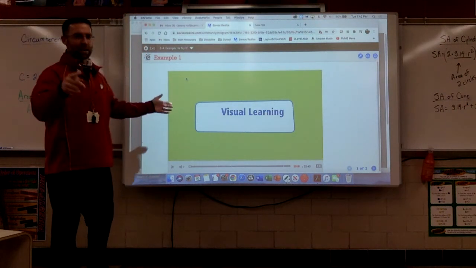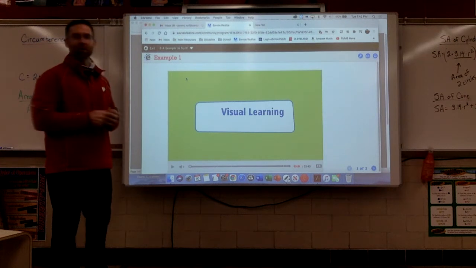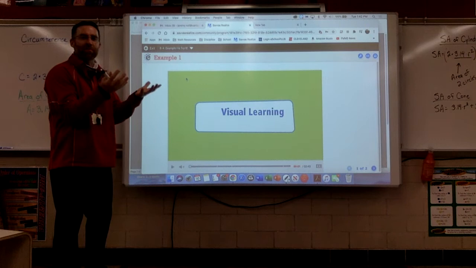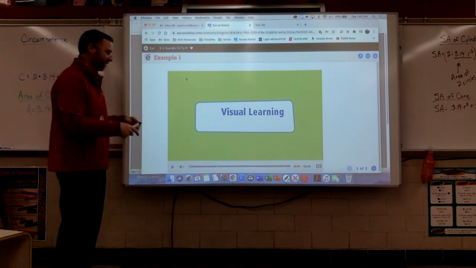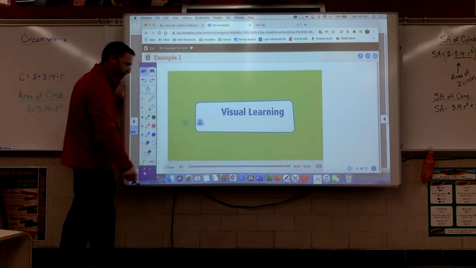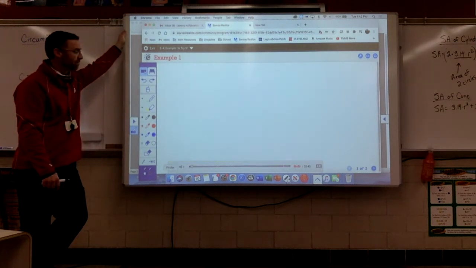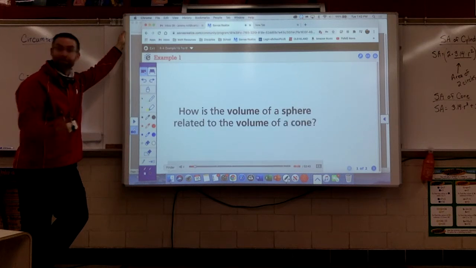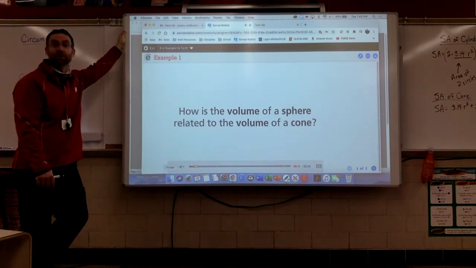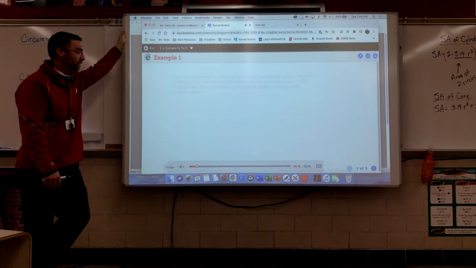Example one, page 438. We are talking spheres and volume. So how much stuff will fit into a sphere? Here we go. How is the volume of a sphere related to the volume of a cone? Think about this question during the lesson. Good question. We're going to find out.